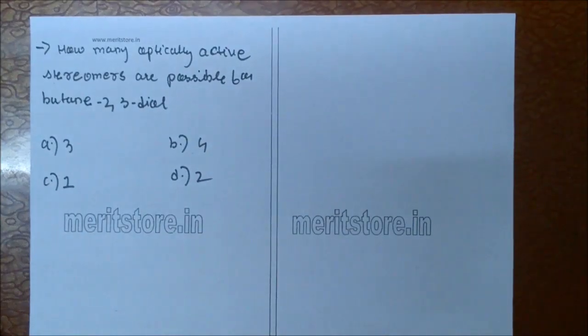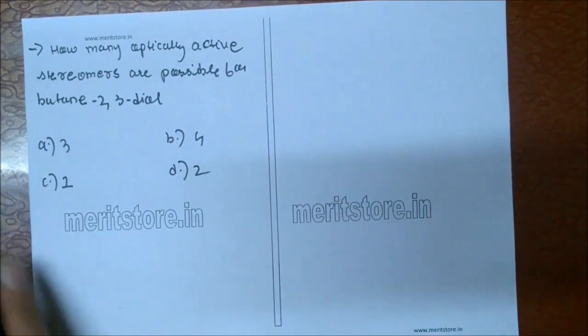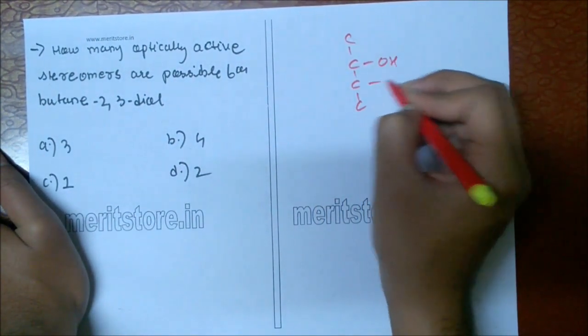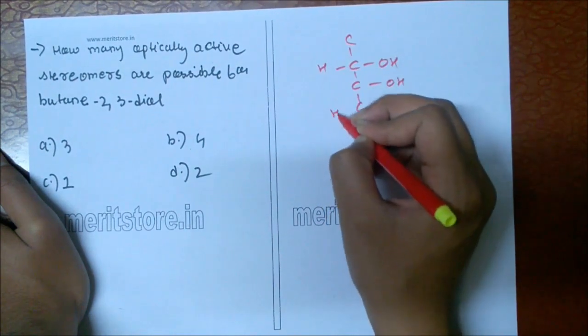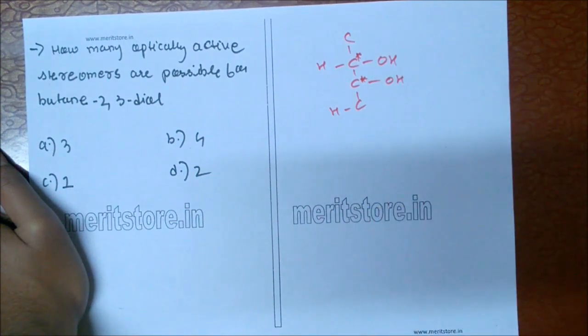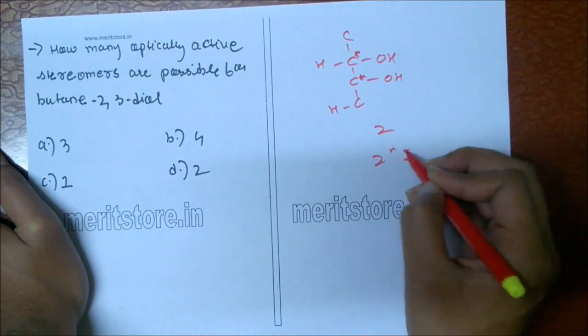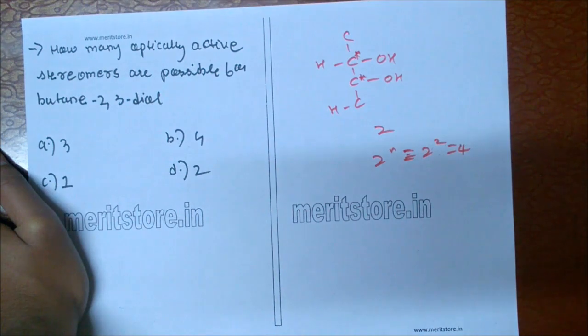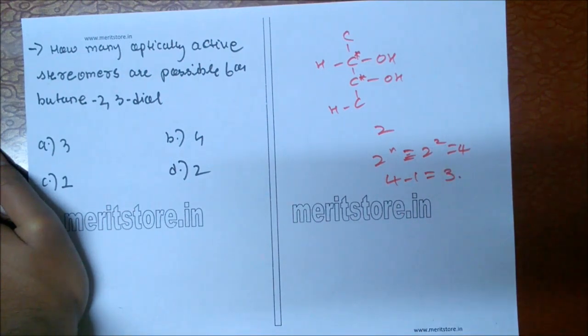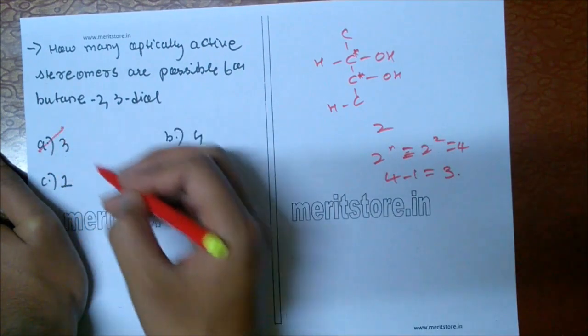Option D. Optically active stereomers are possible for butane 2,3-diol. The structure of butane 2,3-diol is this. This one is chiral carbon and this one is chiral. Number of asymmetric or chiral carbons is 2. Therefore, number of optical isomers possible is 2 raised to n. 2 raised to 2 is equal to 4. Number of optically active stereomers is equal to 4 minus 1 is equal to 3, because meso compound is optically inactive due to internal compensation. So option A is the correct answer.